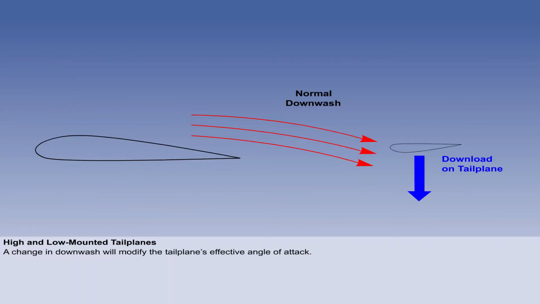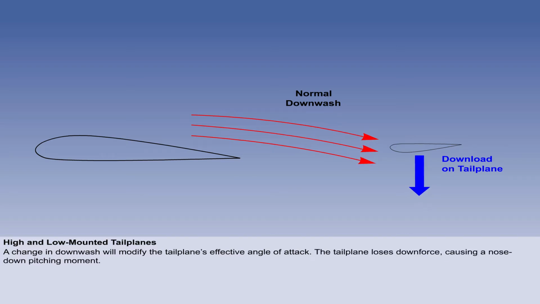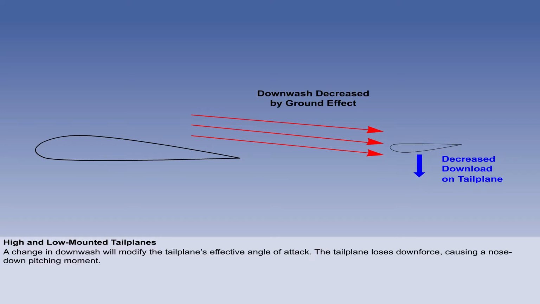Whilst ground effect may possibly change the aerodynamic characteristics of the tailplane in its own right, a low-mounted tailplane will have its effective angle of attack modified by the change in downwash. As the aircraft comes into ground effect, the tailplane loses downforce, causing a nose-down pitching moment. A high-mounted tailplane may be above the influence of the change in downwash angle, and therefore not suffer the same disadvantage.